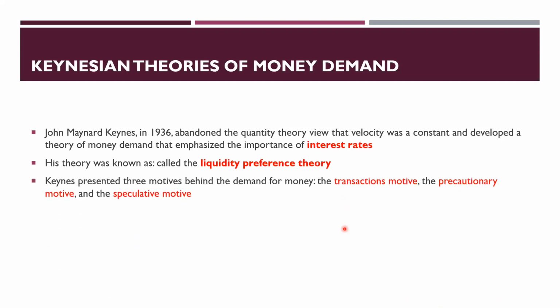According to Keynes, he presented 3 motives that are behind the demand for money. Number 1, it is the transactions motive. There is the precautionary motive, and there is also the speculative motive. We are going to touch on each of these motives to understand what Keynes really meant by each of them. Why do people demand money? According to Keynes, they demand money for transaction purposes, precaution, and speculation.